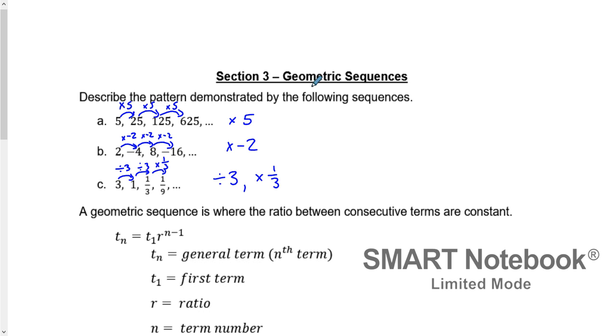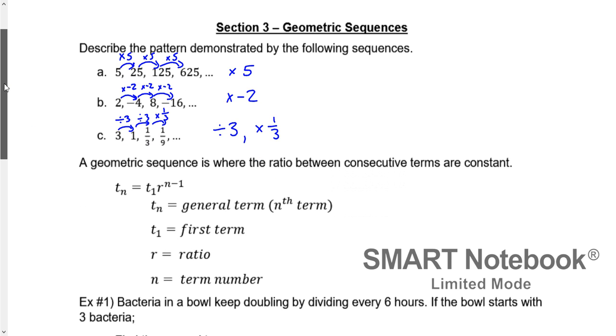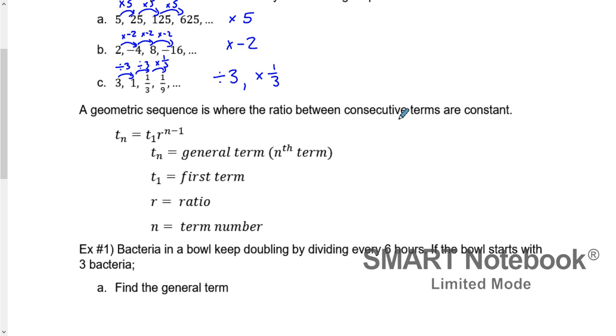These are what are known as geometric sequences. A geometric sequence is where there is a ratio between consecutive terms. Arithmetic is where we actually have a difference, but for geometric we have a ratio. So the ratio, which means dividing, is taking term 2 and dividing by term 1.